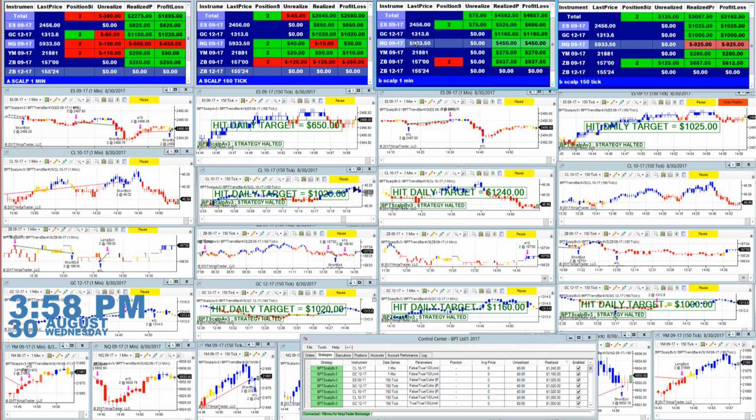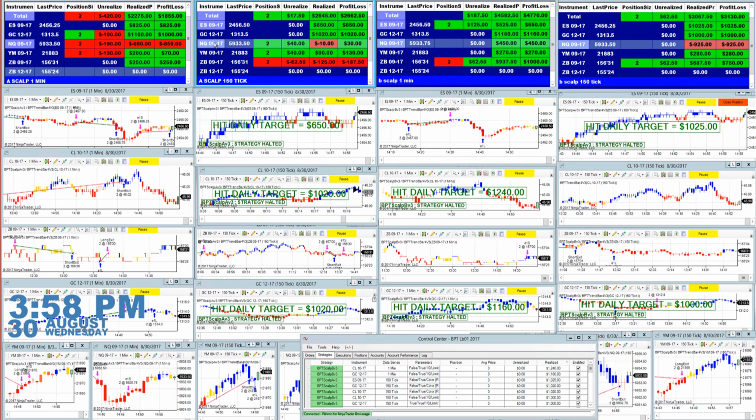If we look at the NASDAQ here, there is 450, but the reality is earlier today it was all in red, guys. It was in red, the NASDAQ on the B scalper 1 minute. The same story if we look at the NASDAQ on the A scalper 150 ticks, it was in red all day long, red and green, green and red.